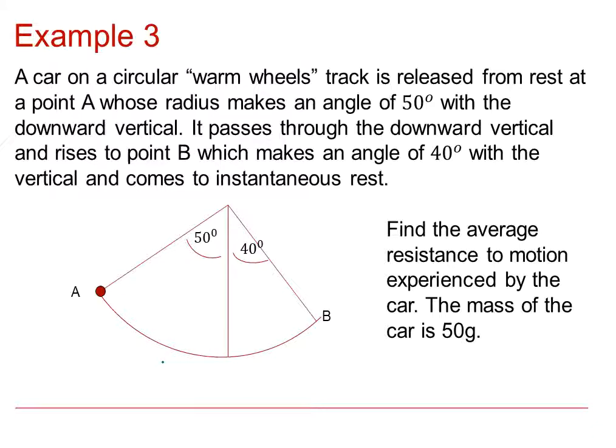Here we have a car on a circular track. It's released from rest at a point A whose radius makes an angle of 50 degrees to the downward vertical. It passes through the downward vertical and rises to point B where it comes to rest again, at an angle of 40 degrees. So at B it will come instantaneously to rest. We've got to find the average resistance to motion experienced by the car. The mass of the car is 50 grams.